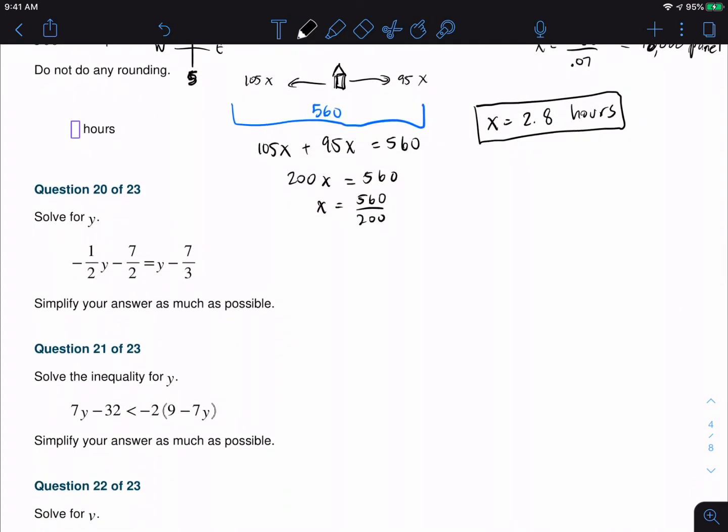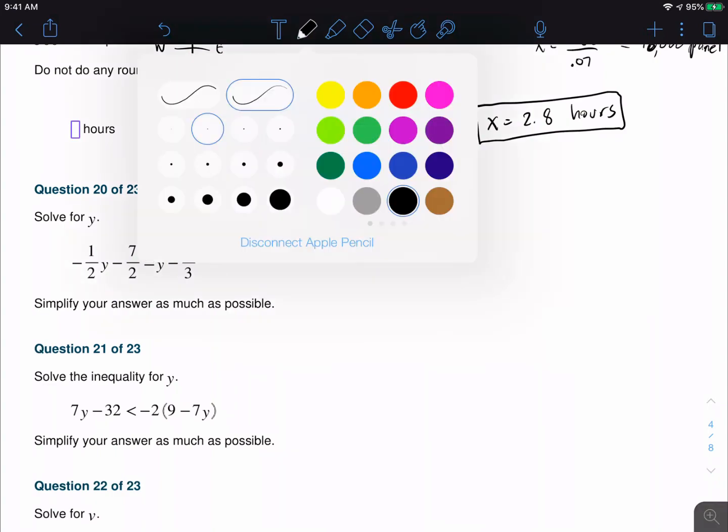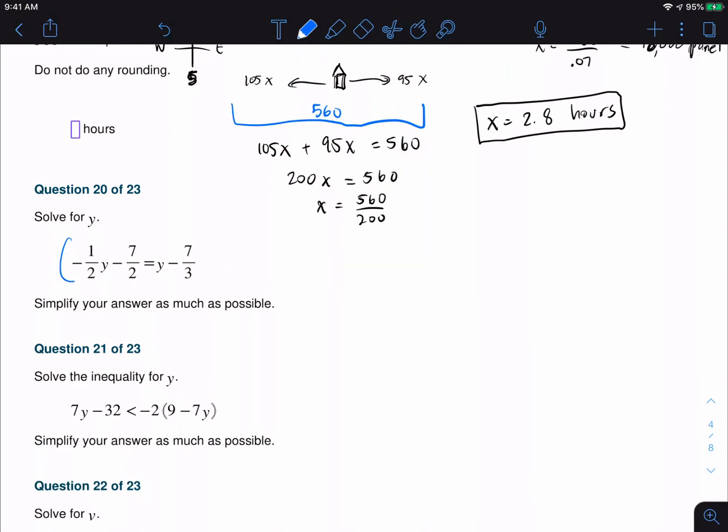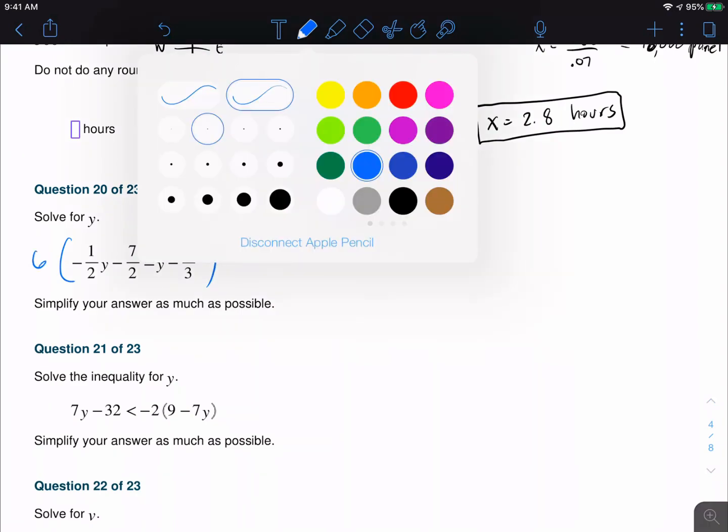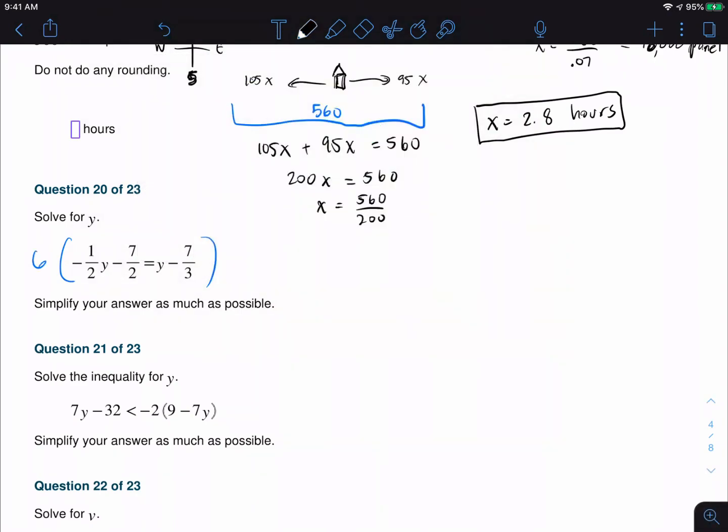And I'll do that over here so I can have some space. So the first thing that I want to do with a problem that has fractions is get the heck rid of fractions. So what's the number that goes into both 2 and 3 that they multiply and get? 6. So I'm going to multiply everything by 6. Okay? So what is 6 times a negative 1/2? It's going to be a negative 3. Negative 3, right? Yes.